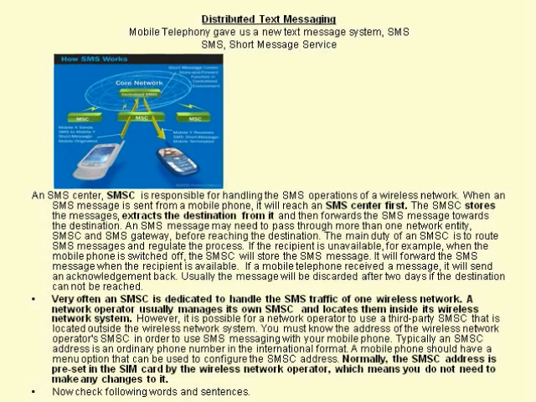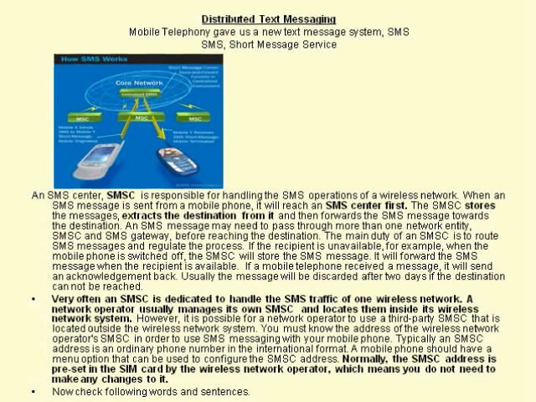An SMS message may need to pass through more than one network entity, SMSC and SMS gateway, before reaching the destination. The main duty of an SMSC is to route SMS messages and regulate the process. If the recipient is unavailable, for example, when the mobile phone is switched off, the SMSC will store the SMS message. It will forward the SMS message when the recipient is available. If a mobile telephone received the message, it will send an acknowledgement back. Usually the message will be discarded after 2 days if the destination cannot be reached.